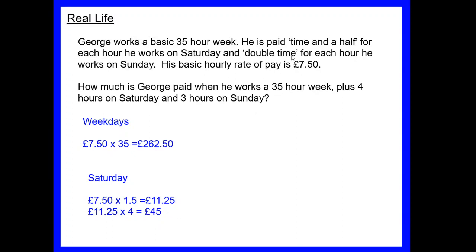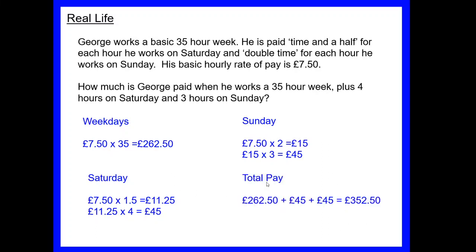Sunday, it says he works double time, so that means he gets twice as much as normal. So 2 lots of £7.50, so that's £15 for every hour that he works on Sunday. He worked 3 hours on Sunday, so 15 times 3, he gets £45 for Sunday. And we want to know how much he got paid for the whole week, so we finally need to add those together. So his total pay, £352.50.